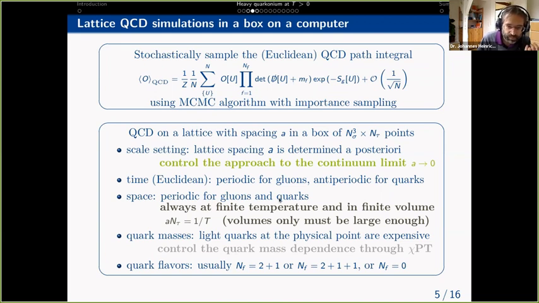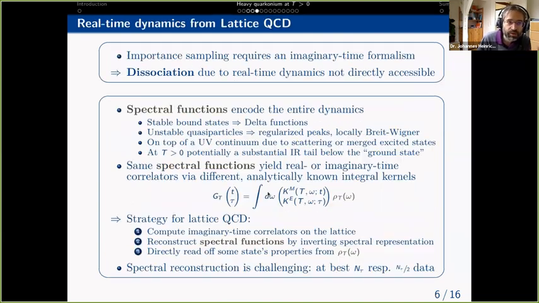And so what does that mean? If we want to study the real-time dynamics of dissociation on the lattice, we have a problem, because we can normally assess this only in a real-time formalism, but we are forced to use the imaginary time formalism. And so this is not directly possible. The idea would be that if we can compute the spectral functions from the lattice, which encode the entire dynamics, we can learn what we can't directly access because of the imaginary time formalism.